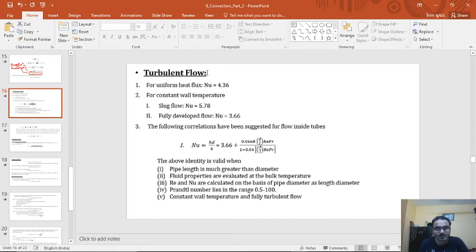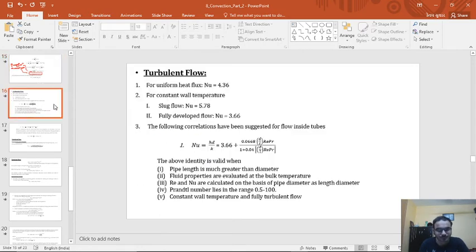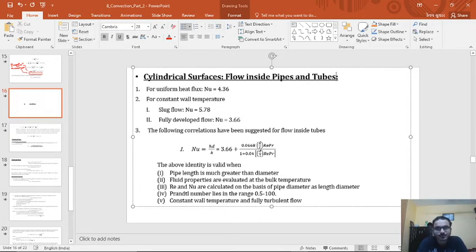So here there is a change in this title. This is not for turbulent flow. Here it is cylindrical surfaces, flow inside pipes and tubes.